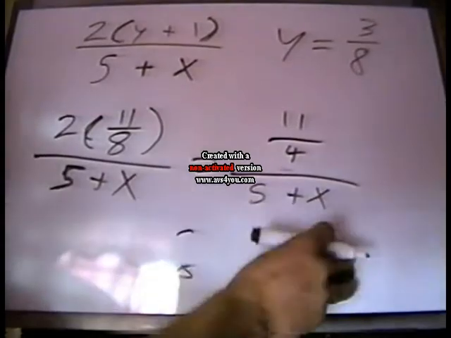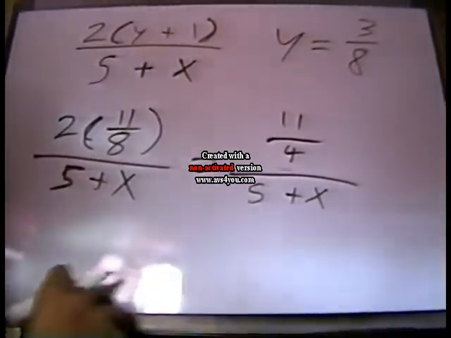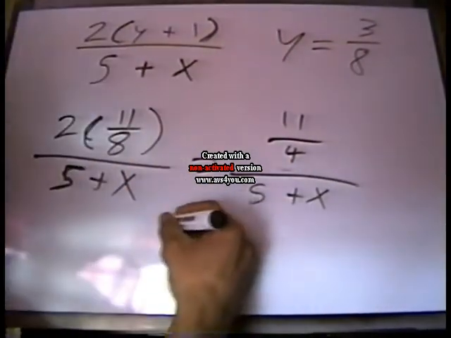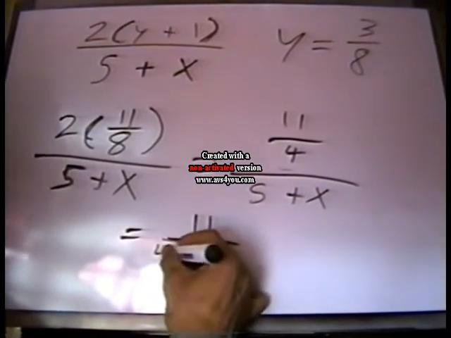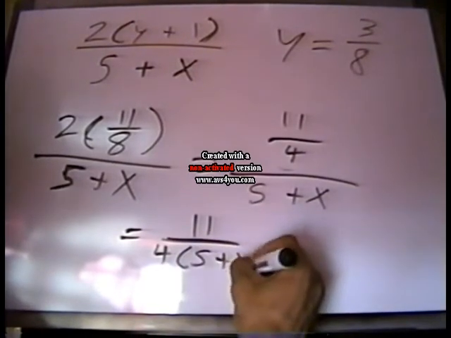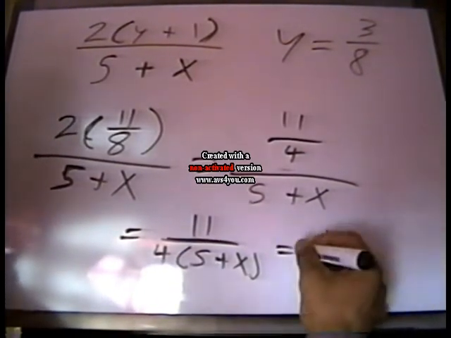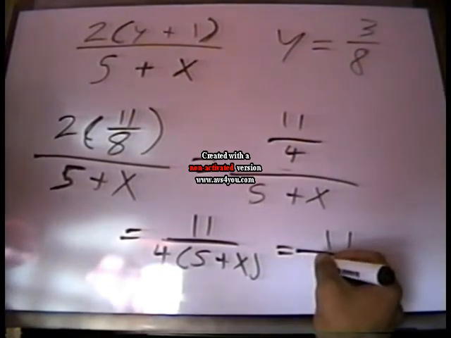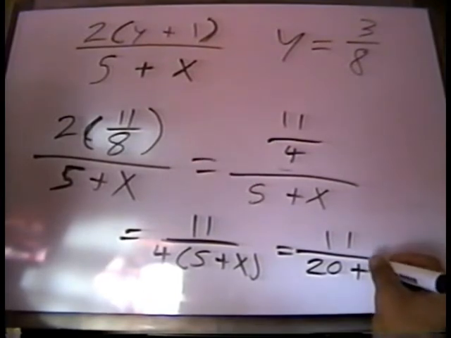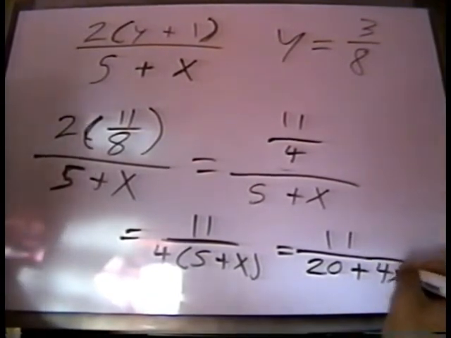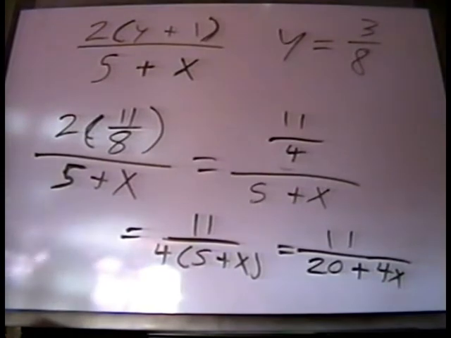And then you would get, which is equivalent to the last expression, 11 over 4 by 5 plus x, which equals 11 over 20 plus 4x, which is equivalent to the last answer. It's still correct. I'm just showing you. Now next we're going to move on.